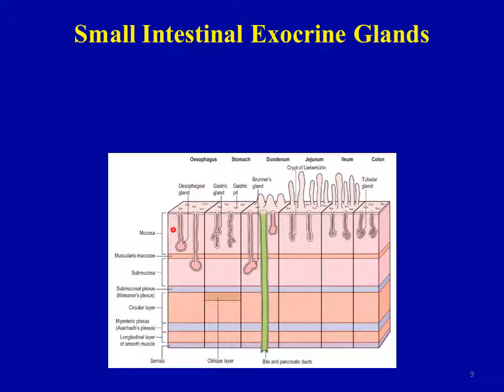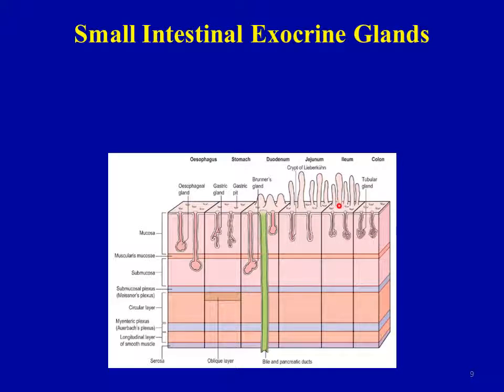The esophagus, we have esophageal glands that are mucosal and submucosal. The gastric glands are mucosal only. There are no submucosal gastric glands. The esophageal glands are very few, and they release mainly mucus and bicarbonate.